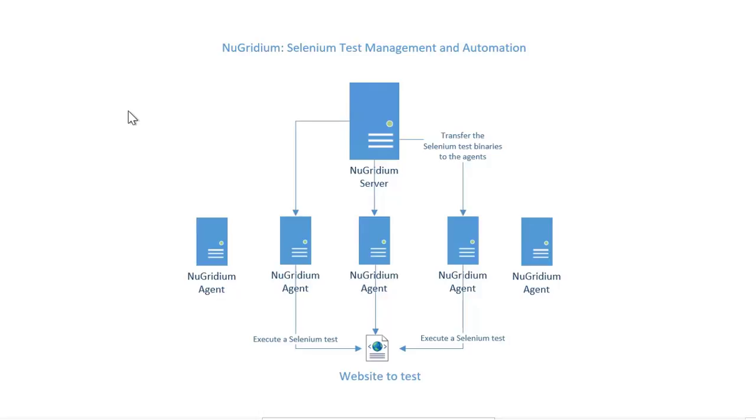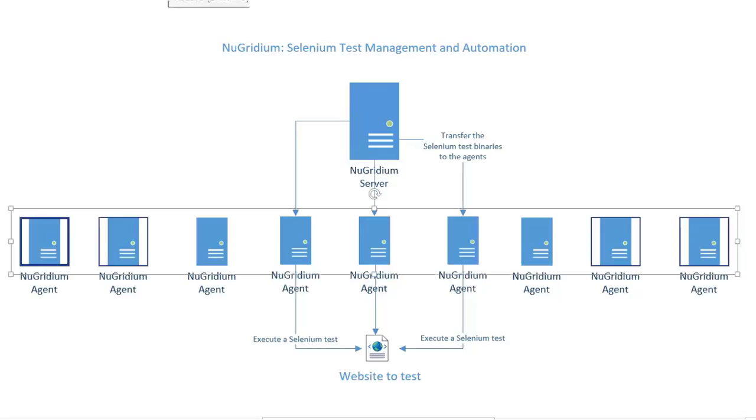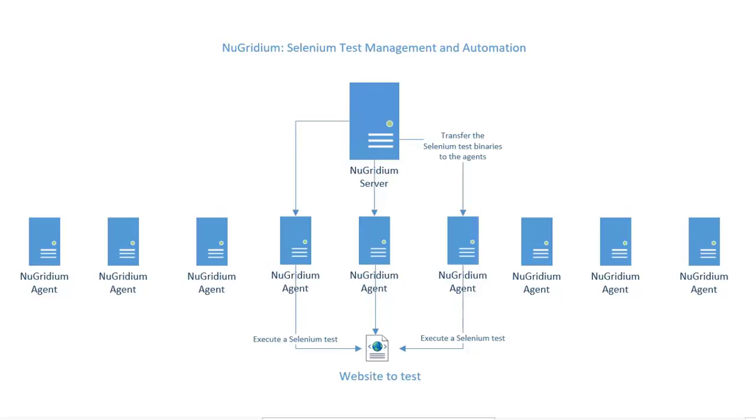It takes only a couple of minutes to install an agent on a machine, making it very easy for you to grow your network of agents to a large number of machines. The more agents you have, the more parallel tests you can have, resulting in faster test run executions.